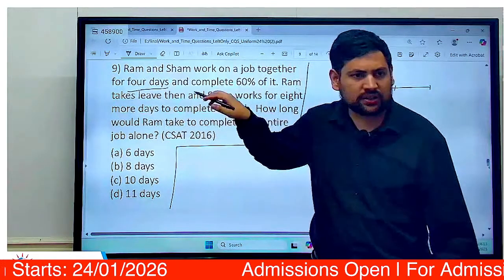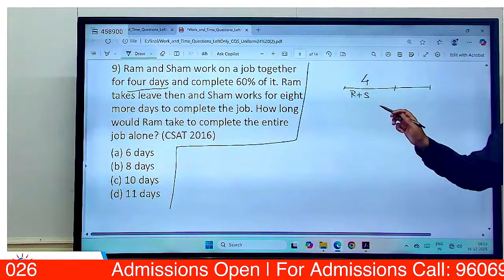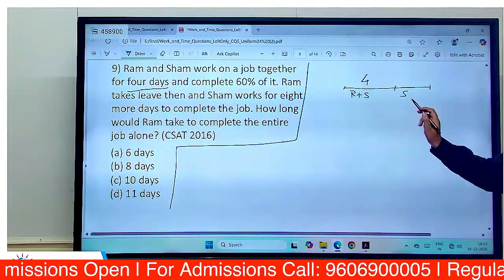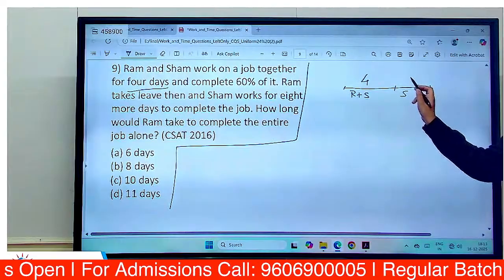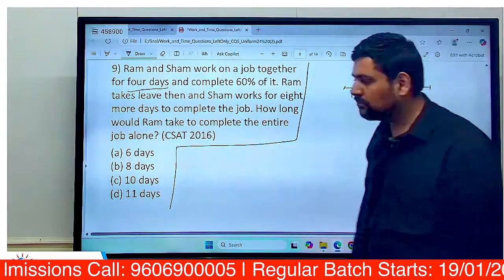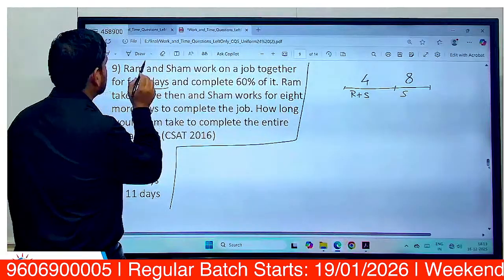They work together for 4 days. So Ram and Shyam are working together for 4 days. After that, Ram leaves. Then only Shyam is working in this timeline and he works for 8 more days to complete the work. Now, one more thing that is given in the question is this.